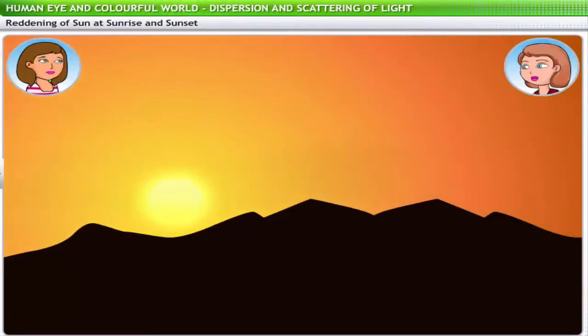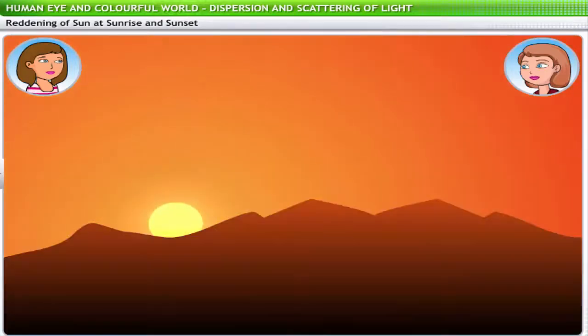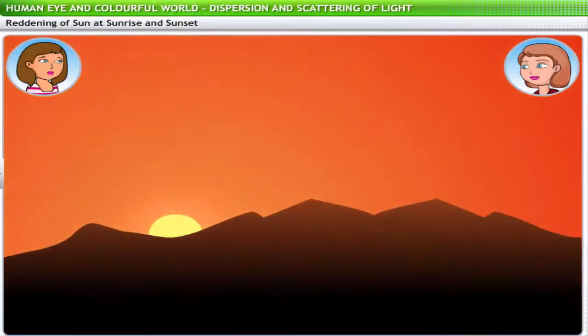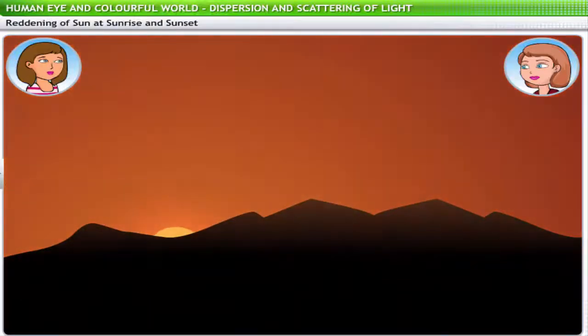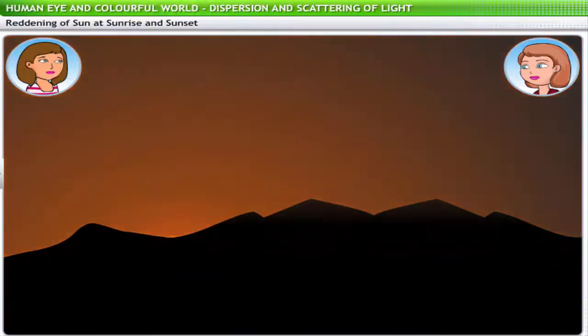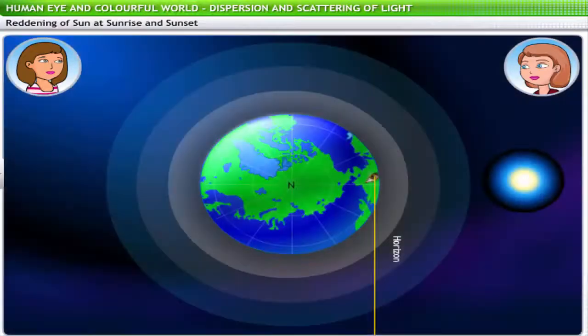Now, look at this sunset. The sky has turned red. Wow! What a lovely sight! You said that the red color of the sun at sunrise and sunset can also be explained through the scattering of light. Yes, let me explain.